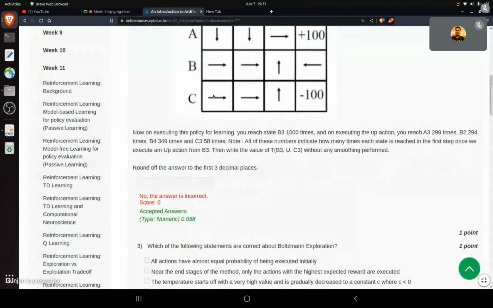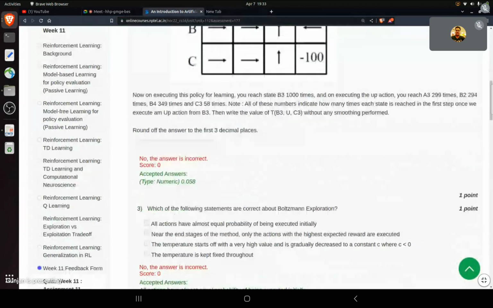with time. Yeah. I think it was mentioned in the slides. Yeah, it was mentioned, but I forgot.